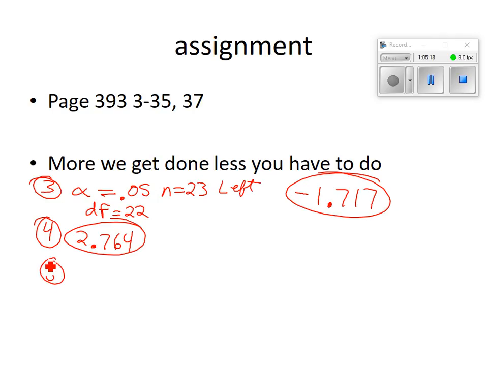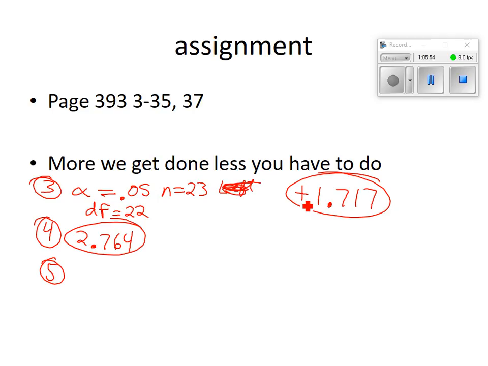Number 5. Sorry, I was looking at 0.10. Number 5, left-tailed, supposed to be right-tailed, wasn't it? Oh, no, we did right. I think we did the first one wrong. We did do the first one wrong. I wrote it down wrong. This is supposed to be right-tailed, so what's that going to change? Positive, sorry. I was reading number 5.